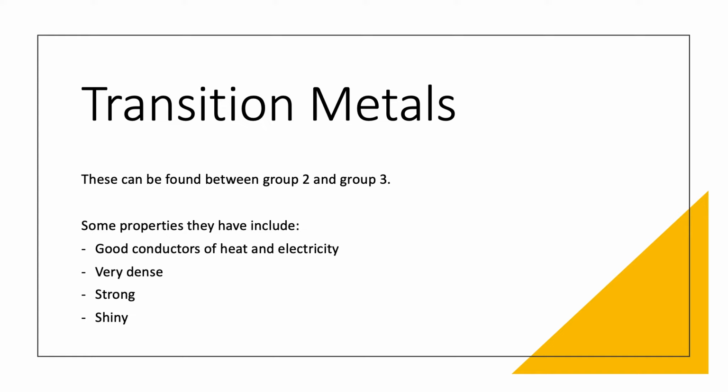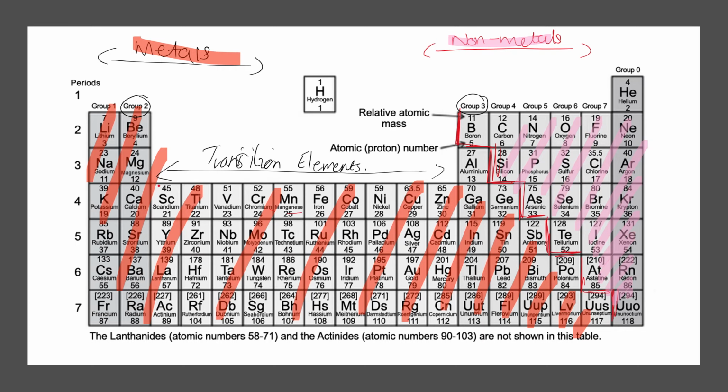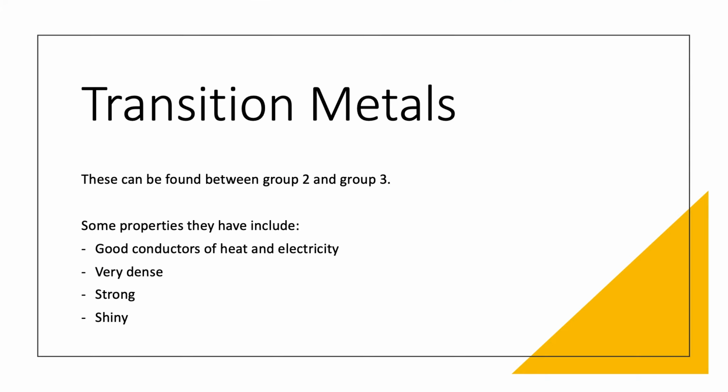But in the periodic table, transition metals, as I've said, they are found in this gap over here. And they have some properties as well. They're good conductors of heat and electricity, they're very dense, they're strong, and they're shiny.